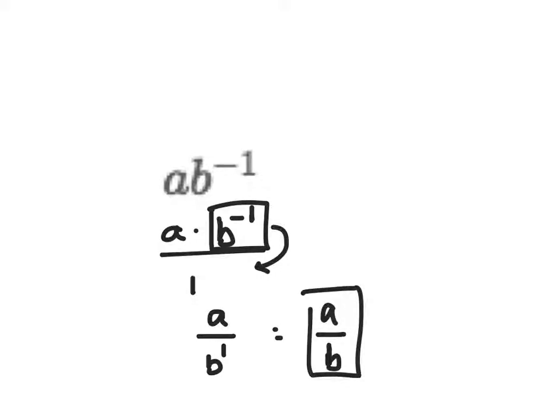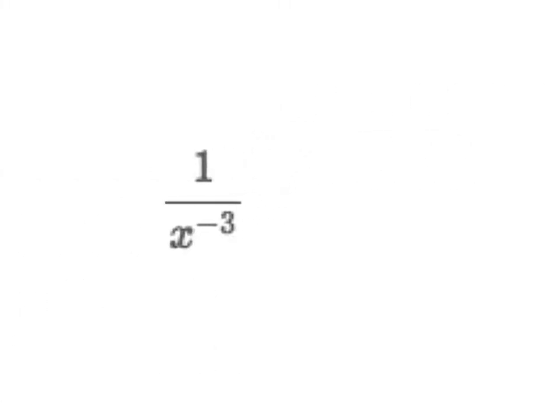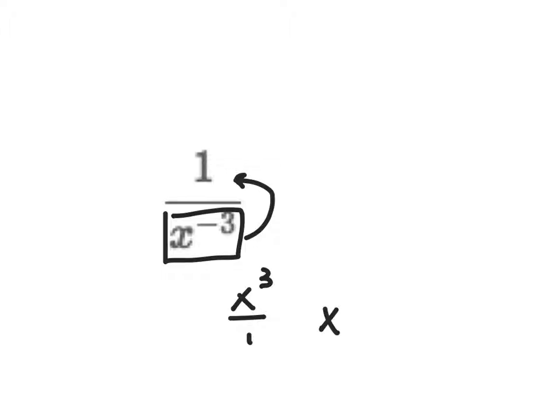Let's take a look at this one over here. Now this one, notice how x to the negative third is in my denominator. I'm going to take this value and move it into my numerator to make it positive. So this would be x cubed over 1. We don't really need to write our answer as over 1, so we're just going to write x cubed as our answer.